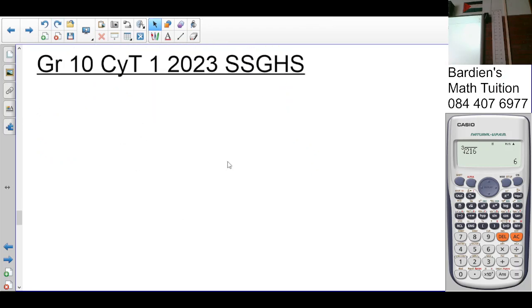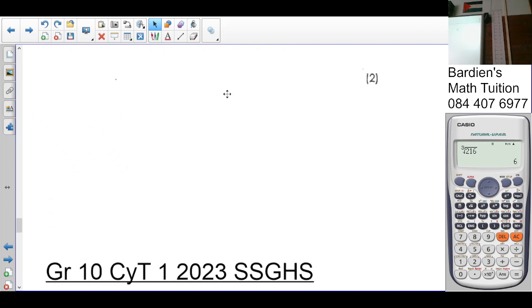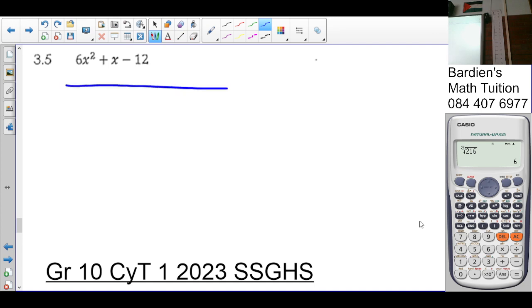That's 3.4. Let's see what 3.5 I have in store for us. 3.5 is your trinomial, so you're going to look at trinomial factorization. So what we do is we take this to the product line. There are many ways of calculating the factors of this trinomial. So for 6 it's 1 and 6, 2 and 3. For 12 it's 1 and 12, 2 and 6, 3 and 4.